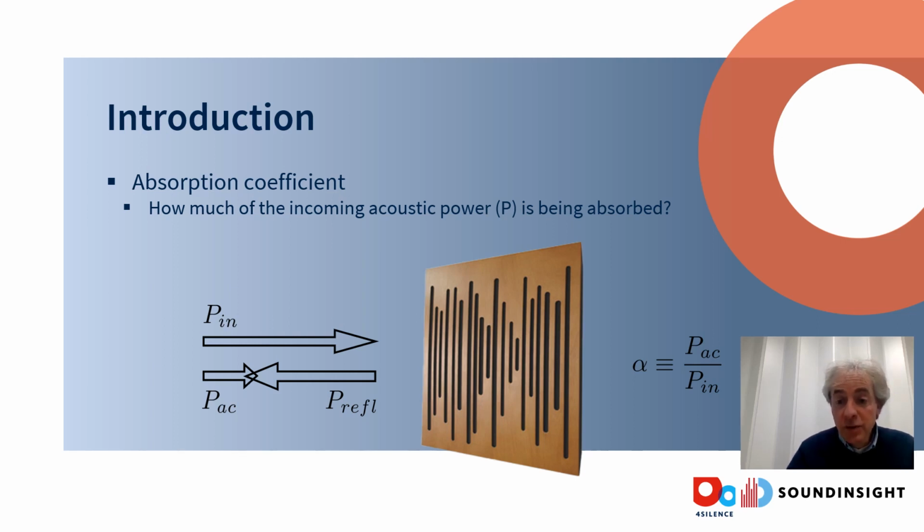So the definition of the absorption coefficient is the active power divided by the incident power. So it tells you what's the ratio of the incident power being absorbed. So for instance, if I have 10 watts of acoustic power impinging on an absorber and I have 8 watts of power being reflected, then the net result would be 2 watts and your absorption coefficient would be 2 over 10, which is 0.2.